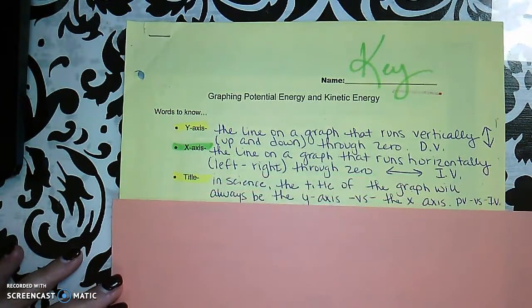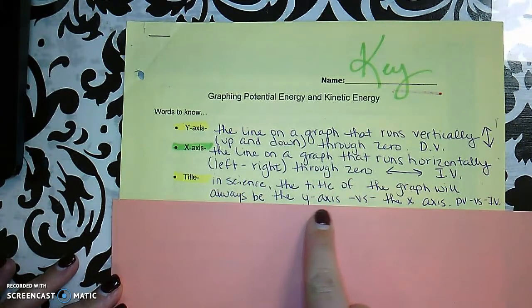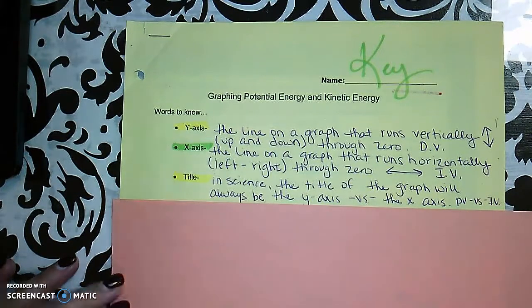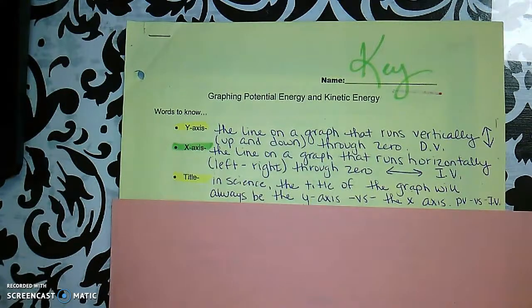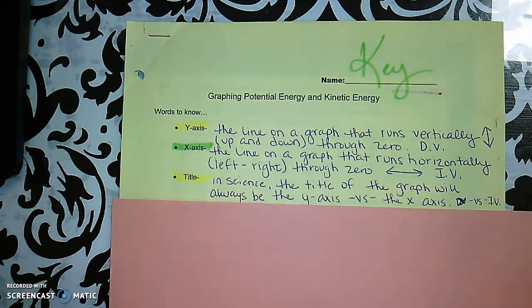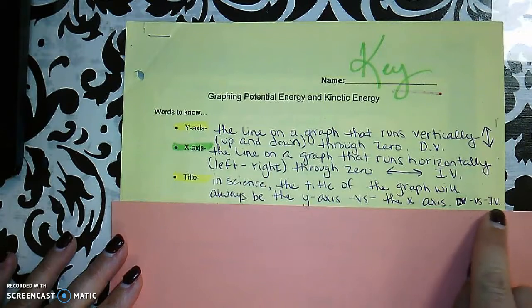Then all good graphs have to have titles. And in science, the title of the graph will always be the y-axis versus the x-axis. And that would be the dependent variable versus the independent variable. And that's a D. The dependent variable versus the independent variable. And I always joke and tell my students that I hate writing titles of graphs. I wish they would die. Dependent versus independent, D versus I.